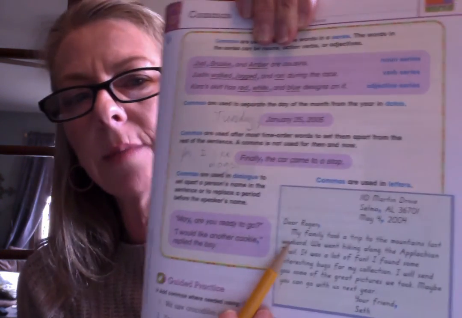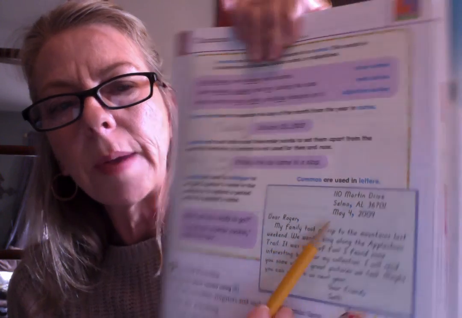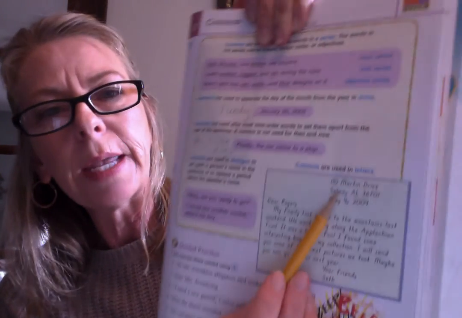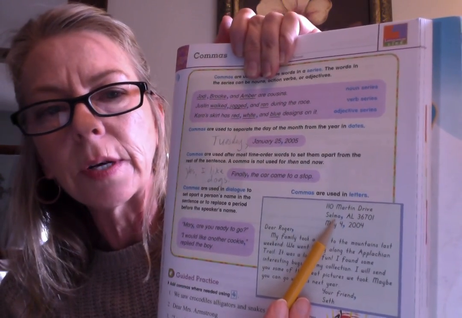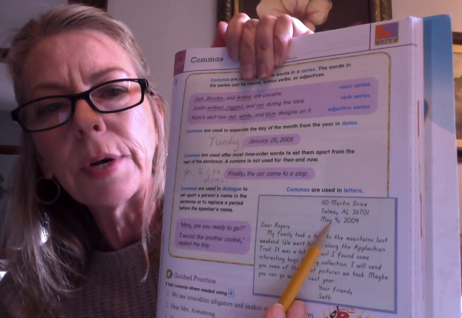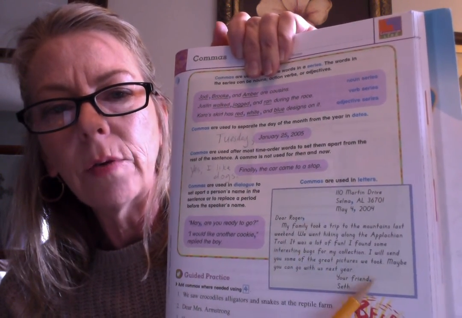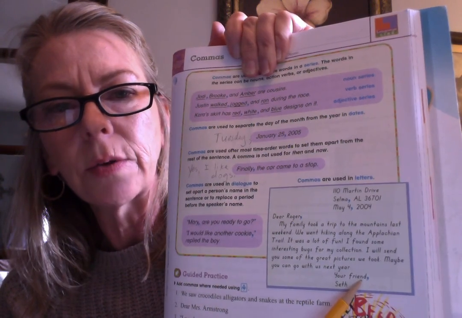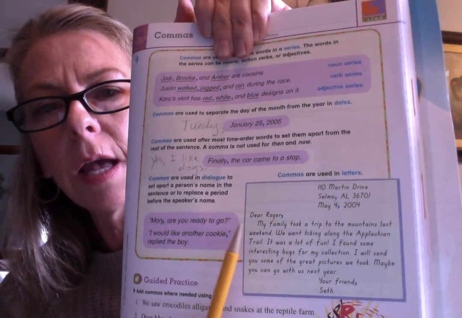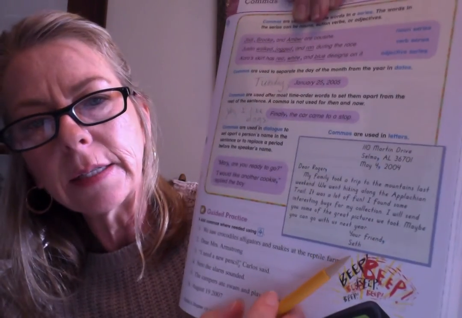Okay, then the last way we're going to look at is what we've studied before when we studied letters. Remember, we put commas between city and state or city and country. We put a comma in the date. We put a comma in the heading. We put a comma in the closing. So we've worked with all of that before. So it says, Dear Roger, and then we put a comma. Down at the closing, Your friend, Seth. So we use commas in those situations.